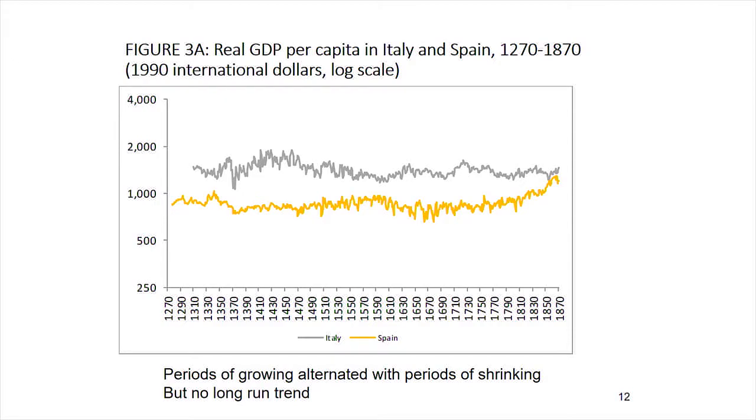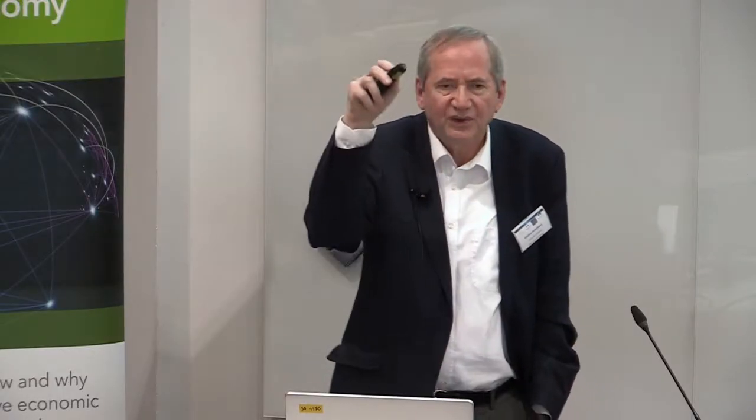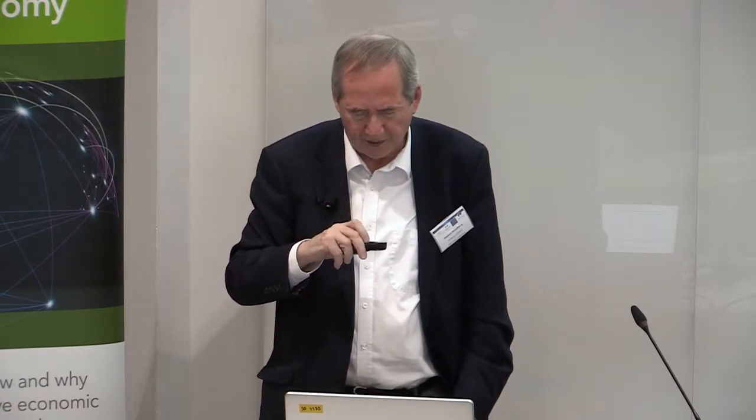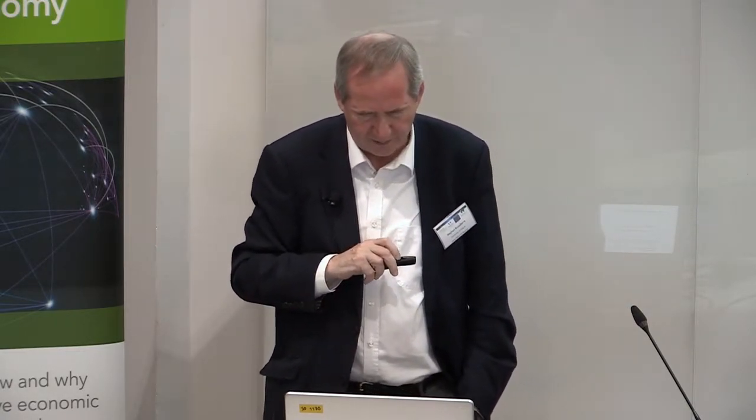This graph is the annual data on GDP per capita. Italy is the grey line, Spain is the yellow line. What you see here, besides the very high frequency ups and downs, is clearly periods of a decade or two where you have positive growth and then it goes into reverse. Sometimes it's a sharp crash, other times it's a trend decline, but what you don't see is overall growth between about 1300 and 1800. In 1800 you're back to the same level as you were in 1300.